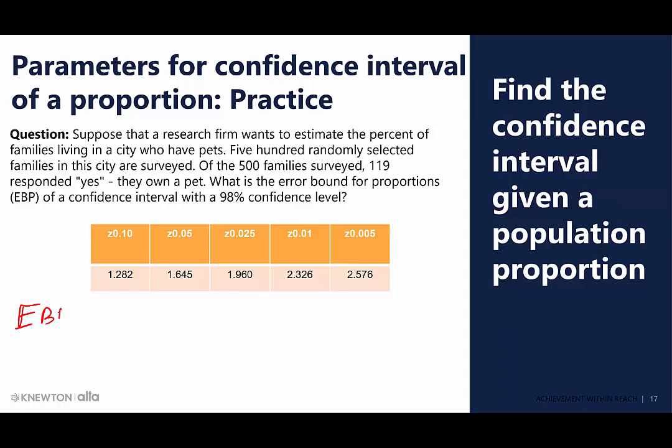The error bound of proportions is you take your z-score of alpha over 2, multiply it by the square root of P times 1 minus P over N. Okay? Whether it's P or P prime, it all depends on what information you're giving. In this case, we're giving the P primes, so we'll input P primes into our formula.